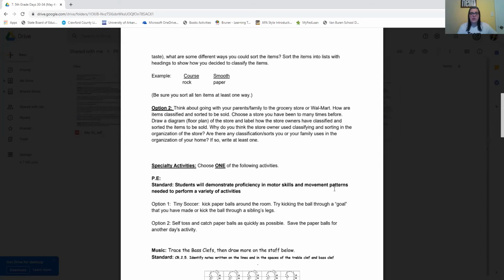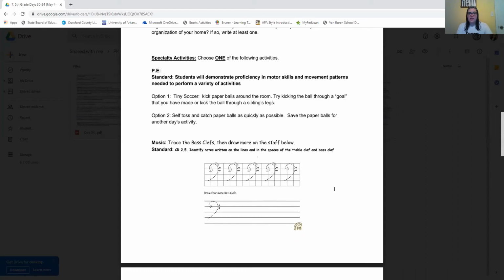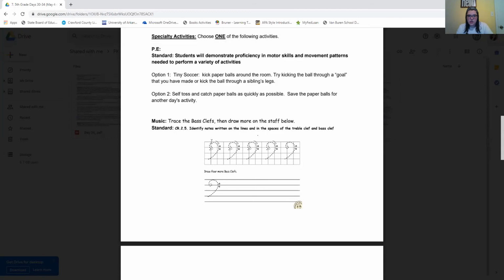If you choose to do music, today you're going to trace the bass clefs, then draw more on the staff below. So yesterday you learned how to draw the treble clef. Now you're going to learn how to draw the bass clef. So first and foremost, it gives you one to trace. So you're going to trace these, and remember it has these little circles on this side.